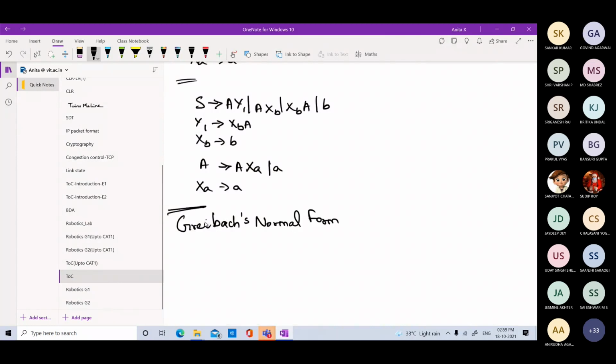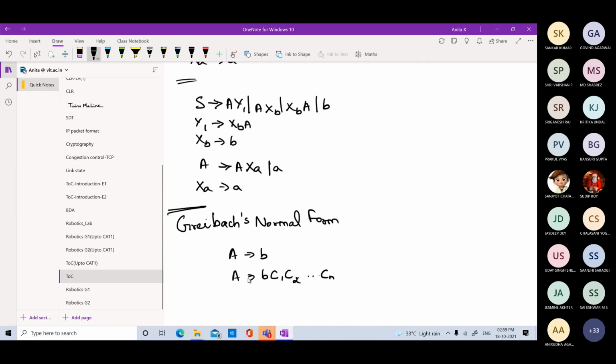Okay, now we can start with the Greibach normal form. So what is Greibach normal form? In this normal form, all the productions will take this form: A derives B, or A derives B C1 C2. This is the format, where A, C1, C2 are the non-terminals and B is the terminal.